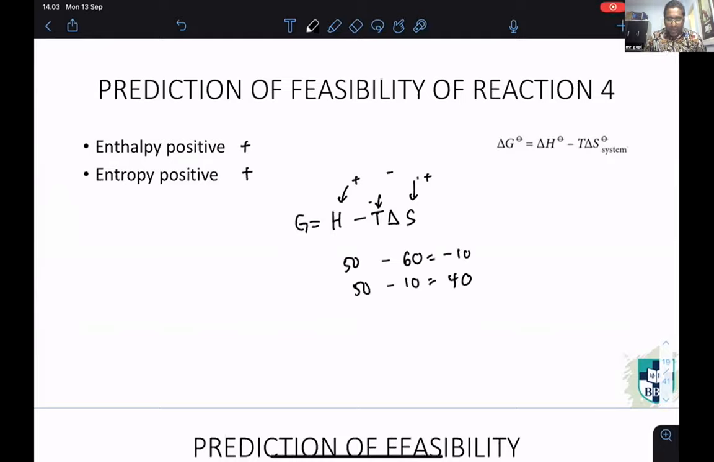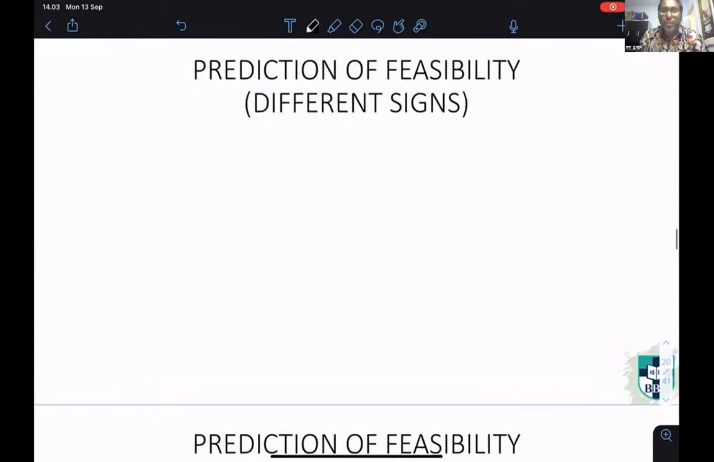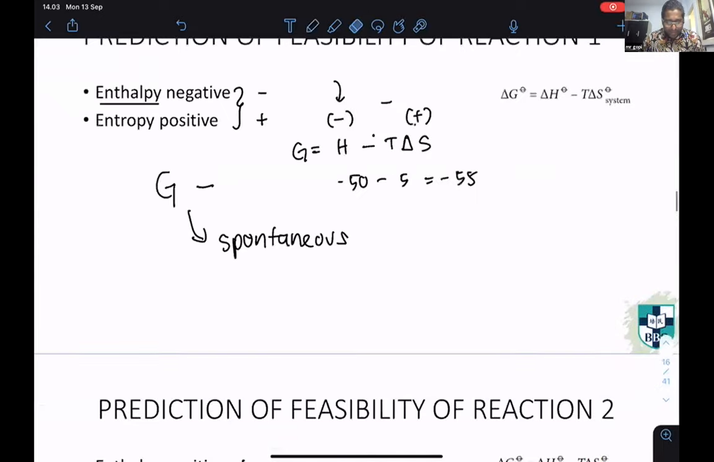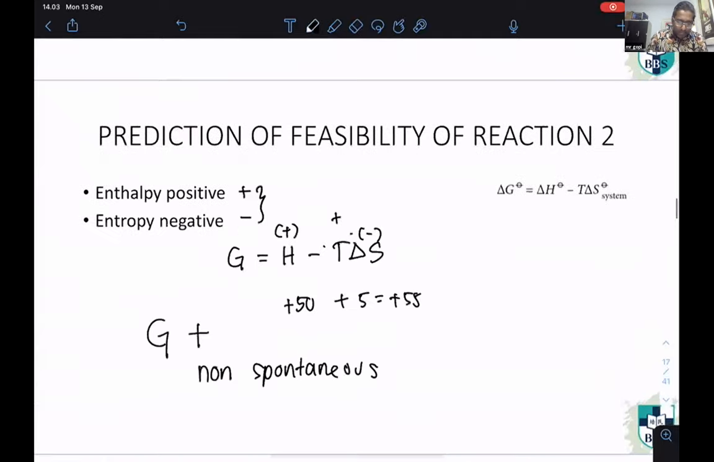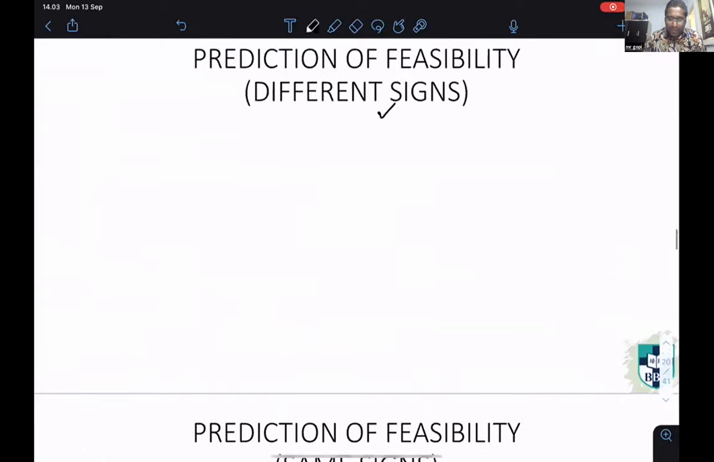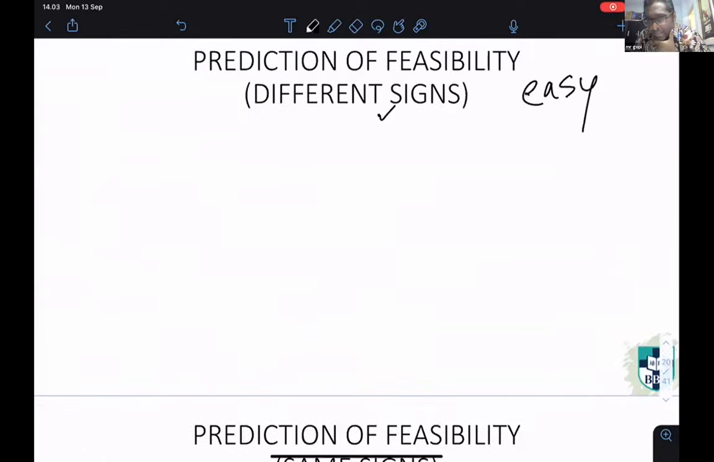So what am I going to say over here? If you want to predict, a simple way, because we want to know what is simple, we don't want to make things complicated. If you have different signs, for example your first example and second example, different signs, the first thing that's supposed to come to your mind is, what is easy? If you have different signs, it's just a matter of spontaneous or non-spontaneous. So I divide.